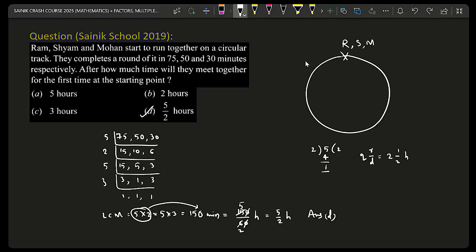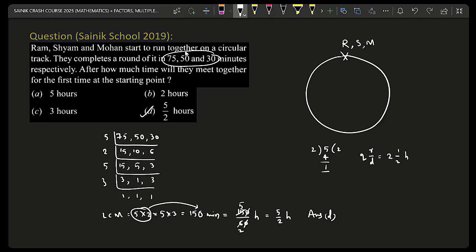For example, let us take a simple example. 50 and 30. The LCM is 150. After 150 minutes, Shyam will be at the same point. After 150 minutes, Mohan will also be at the same point. We have 30 multiples to 150. See here, 30, 60, 90, 120, 150. But now we don't want only Shyam and Mohan. We want all the three to be at the same point.